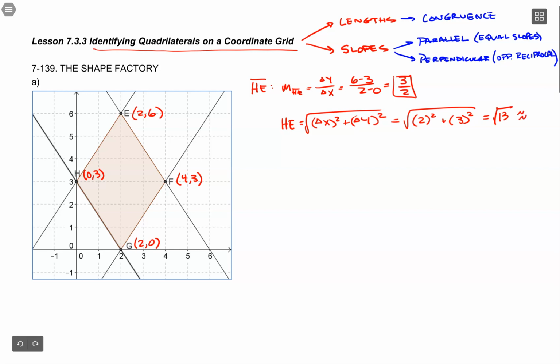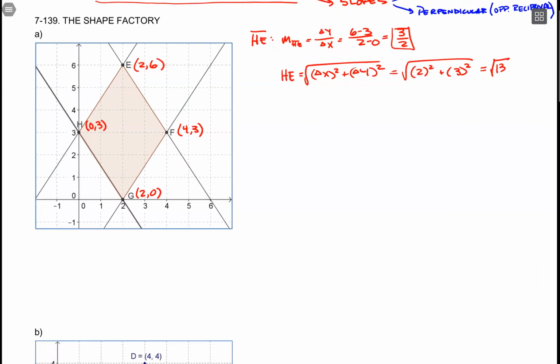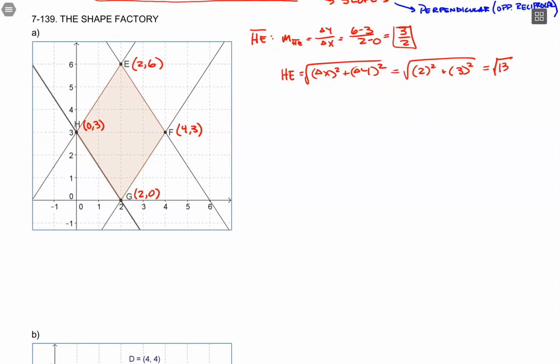You know what, folks? I decided I'm not going to write that as an approximate decimal, and here's why. Because when I'm looking for congruence, I just need equal length. And equal length means I just need to compare numbers. So I can compare the square root of 13 just like I can a decimal value that's approximately equal to that. So I'm not going to bother with that. All right, let's move on and let's look at the next segment.